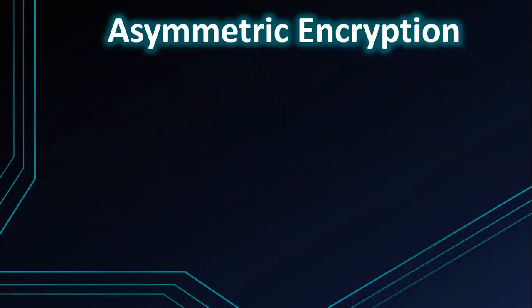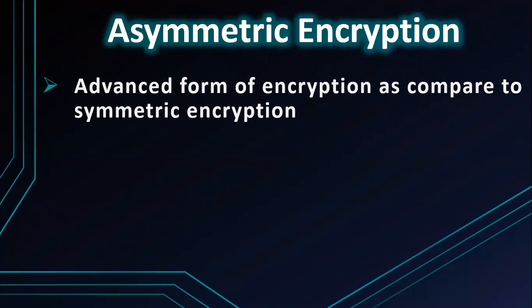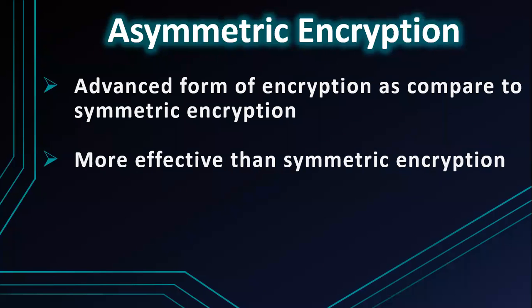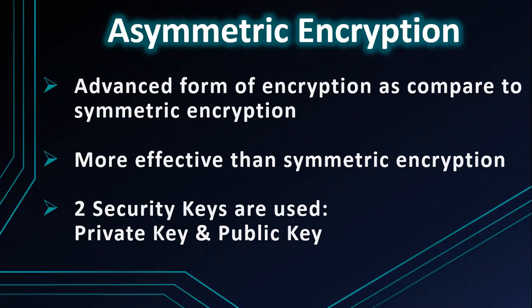Now, the second type of encryption is asymmetric encryption. What is asymmetric encryption? It is more advanced than symmetric encryption. Since it is more advanced, it means it is more effective and has more power than symmetric encryption. Two security keys are used, as compared to symmetric encryption, in which only one key is used. In asymmetric encryption, two security keys are used. Number one is the private key and number two is the public key.